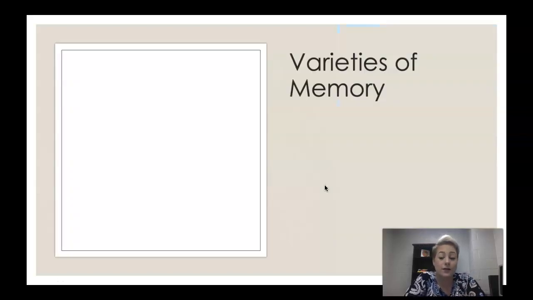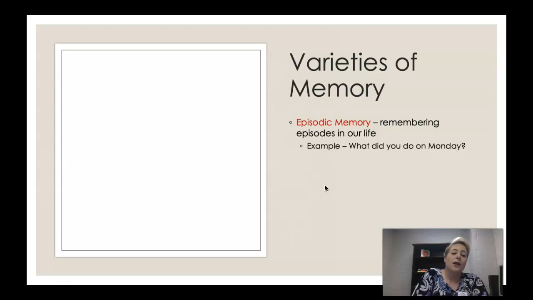Now, there are varieties of memory we're going to get to. Episodic memories are going to be remembering episodes in our life. For example, what did you do on Monday? What was your first date like? Things like that. Think of a TV series, right? They're going to show little snippets. That's your life. Snippets of your life. I don't know how to explain it outside of that.